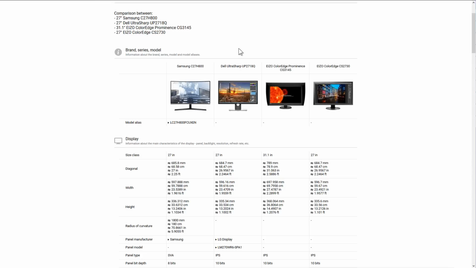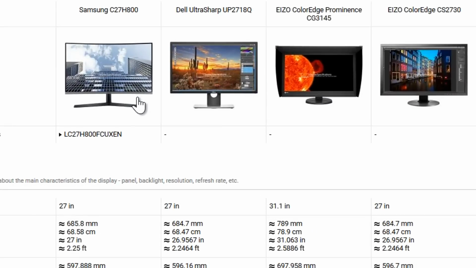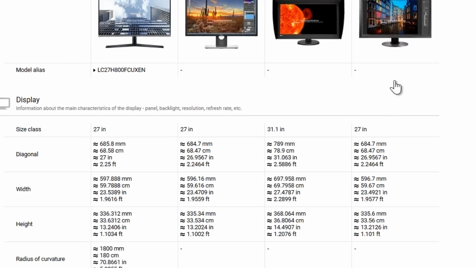Let's jump into this comparison. This is a comparison site on which I've chosen four monitors to look at. We've got a Samsung, a Dell Ultrasharp, and two EIZO ColorEdge monitors, and these monitors are all pretty decent.